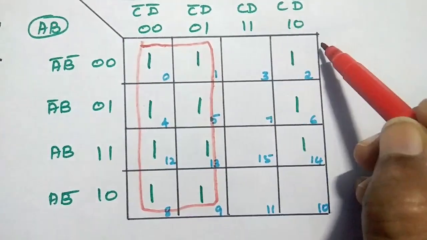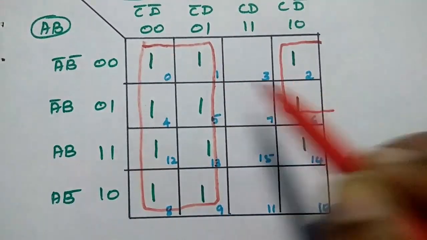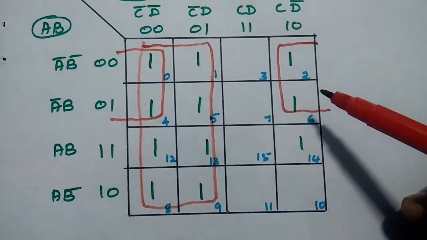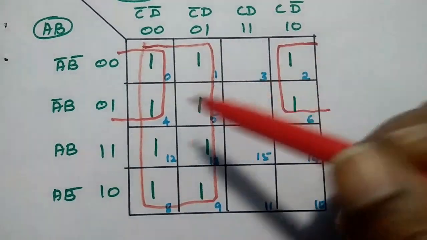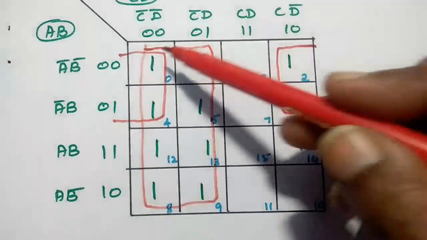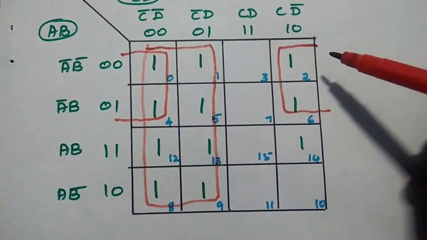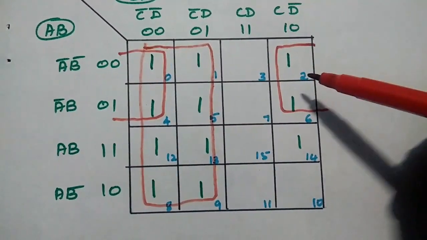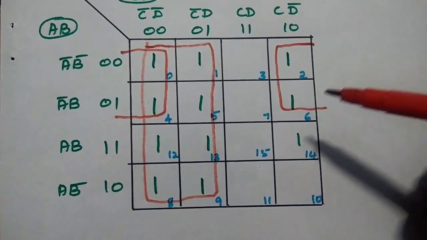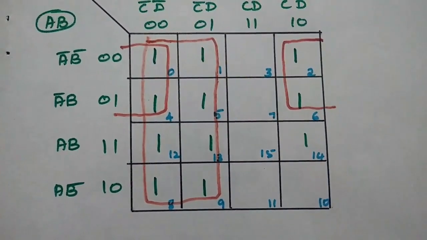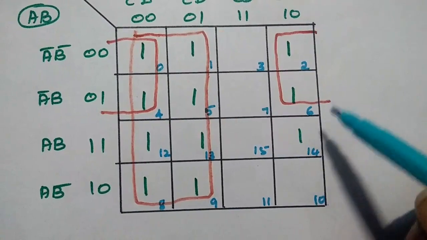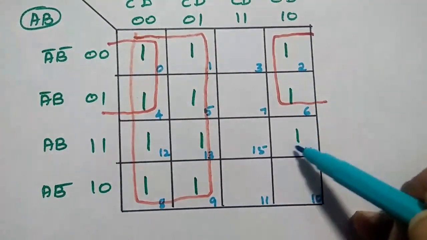So next we have 3 ones here. First we can group this 2 along with this 2. Correct? In the introduction class itself I told you we can make grouping of the leftmost column and the rightmost column, right? Because these 2 columns are adjacent. So now we have made a group for these 4 ones. Likewise we can make another quad. So here only one is left out.